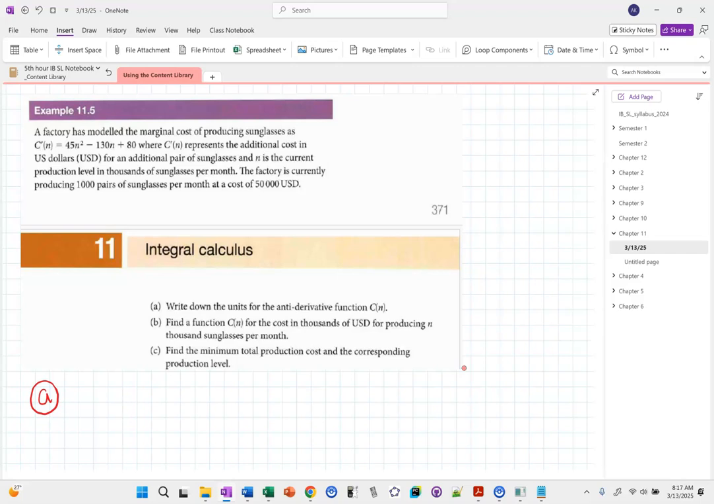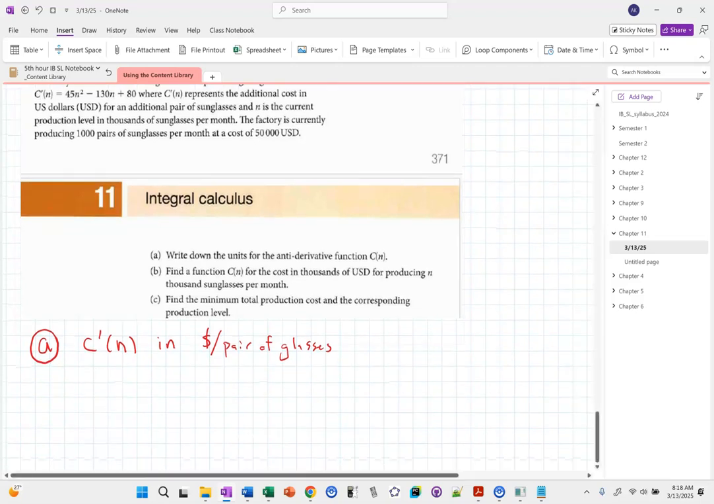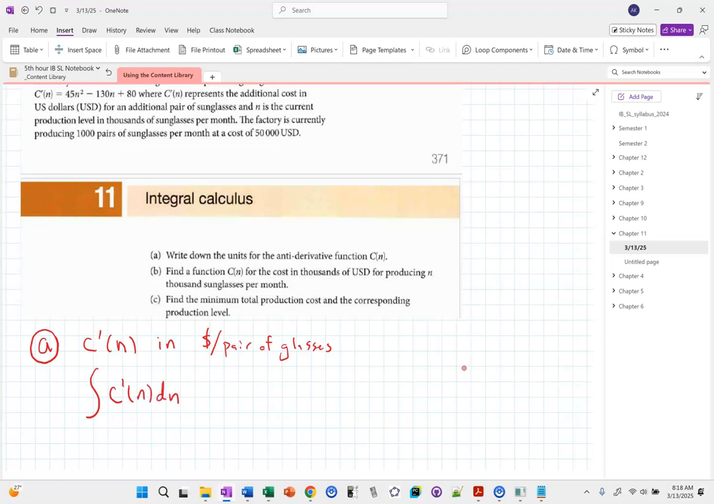Okay. So I know that C prime of n is in dollars per pair of glasses, right? So if we do the integral, the antiderivative of that, what unit will it be in?